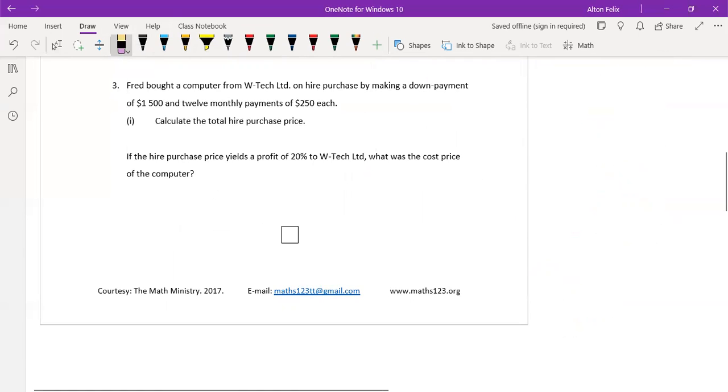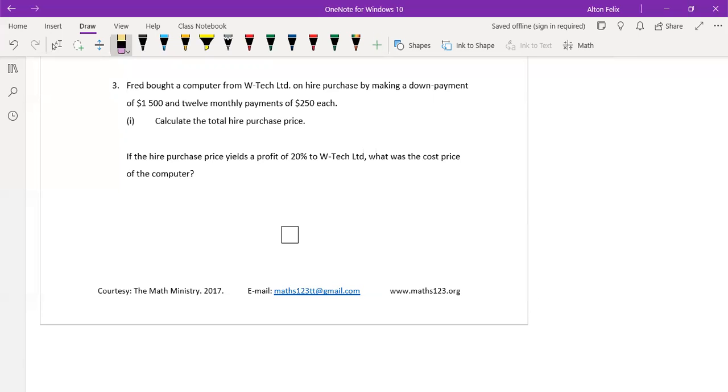Fred bought a computer from WTech Limited on hire purchase by making a down payment of $1,500. Now, again, this is a normal occurrence in real life where customers go in and purchase items from various furniture stores, for example. They pay down and then enter into a hire purchase agreement to pay off the outstanding balance, right? So let's see how this problem shapes up.